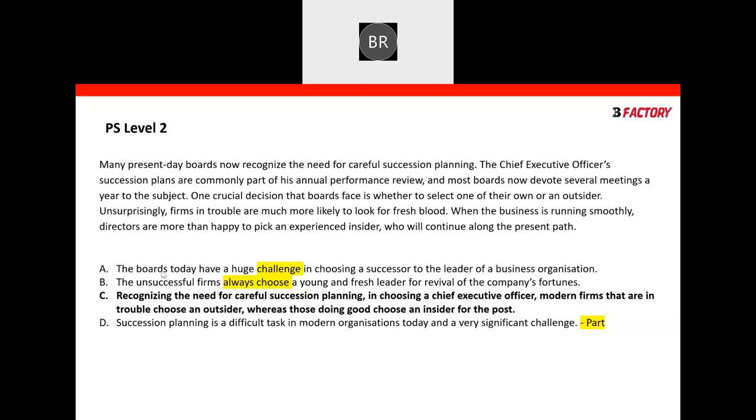Let's look at the rest. A. Boss today have a huge challenge. Where does it say that it is a huge challenge? The tone is also not right. A. Improper tone for a proper summary. The summary doesn't carry this tone. B. Unsuccessful firms always choose, first of all, it's a part, and again, always is an improper tone.